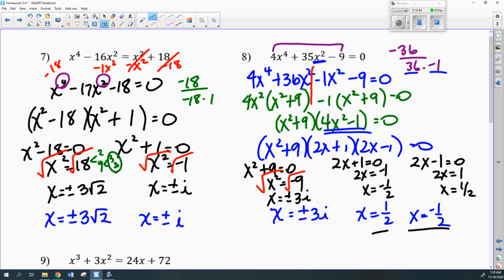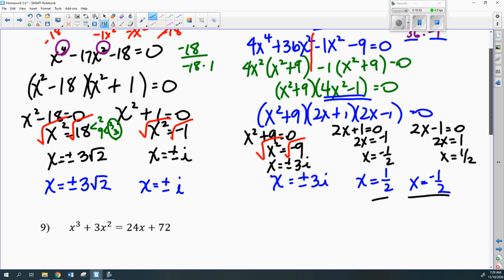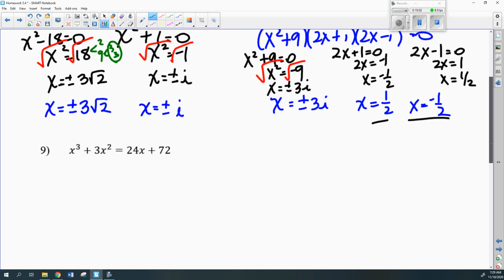All right, and so again, that does represent 4 answers because plus and minus 3i is 2 answers, and then you've got your negative 1/2 and your positive 1/2. Okay, now I didn't make you go through and talk about whether these were real or complex, and if they're real, are they rational or irrational, but I hope that you can do that.